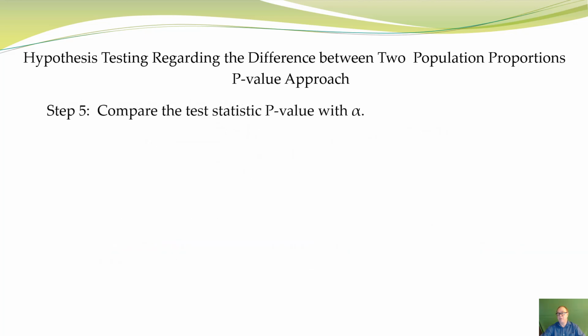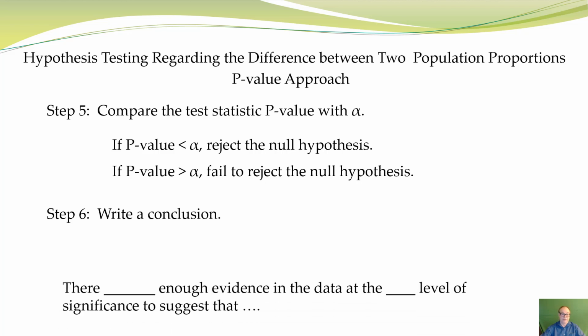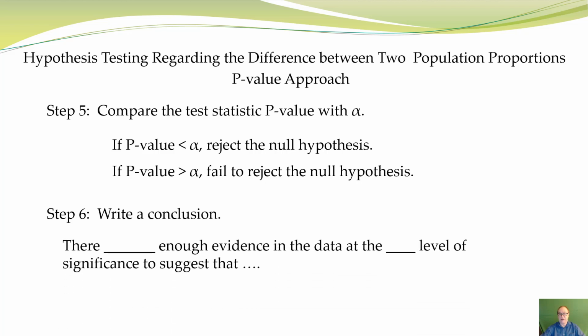And compare the test statistic p-value with alpha. Same as Chapter 10. If p-value is less than alpha, reject the null hypothesis. If p-value is greater than alpha, fail to reject the null hypothesis. Write a conclusion. Same conclusion, whether it's a classic or p-value approach. There is or is not enough evidence at the whatever percent level of significance to suggest that from the problem. Okay, so those are the classic and p-value approaches for 2 population proportions. The only main difference is the null and alternate hypothesis and how you would calculate the test statistic.